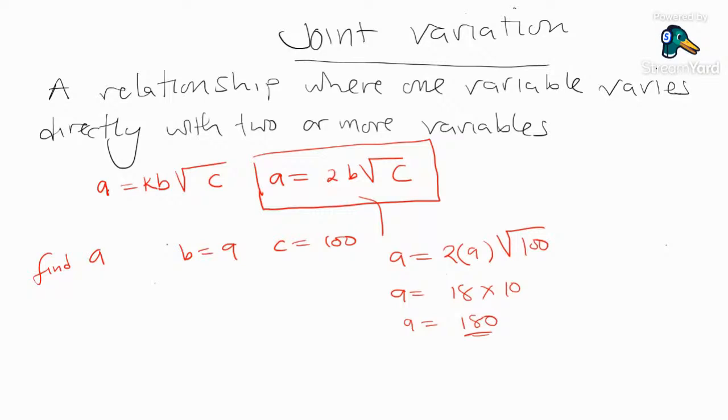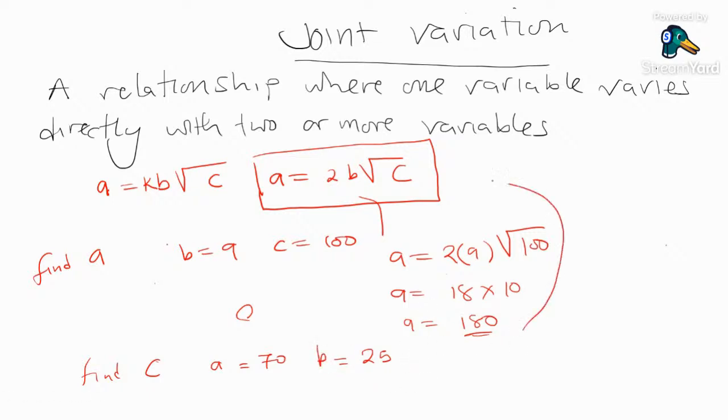Then find C. Find C when A is equal to 70, B is equal to 25. No, find C. Find C. So you're finding C here. Let us find the C when A is equal to 70 and of course B is equal to 25.